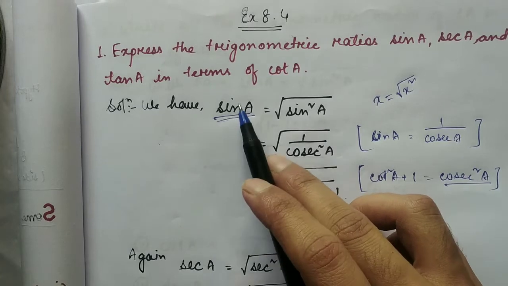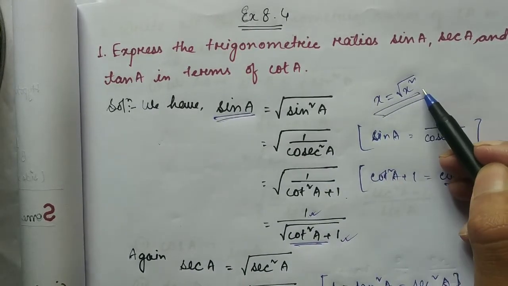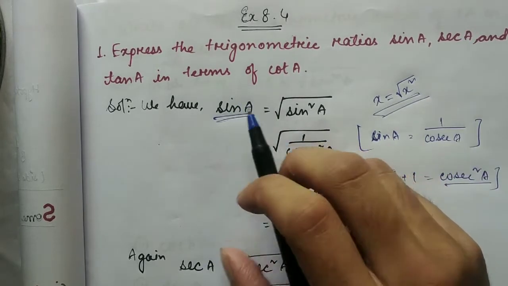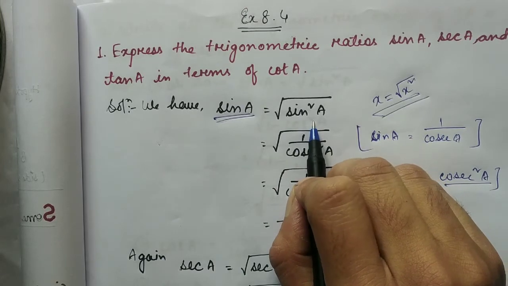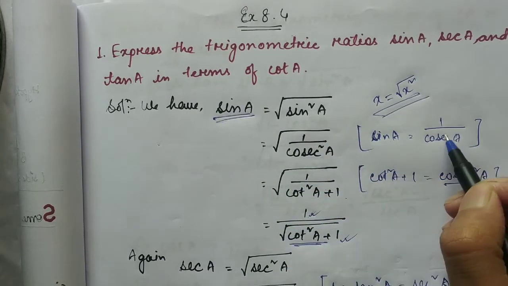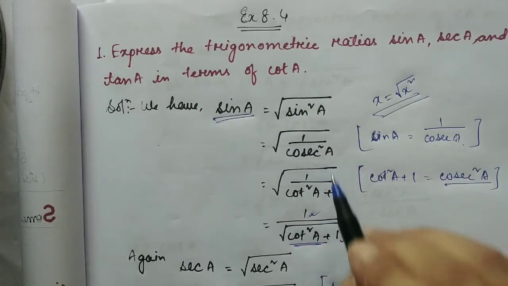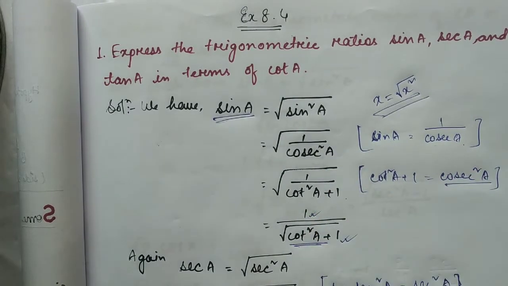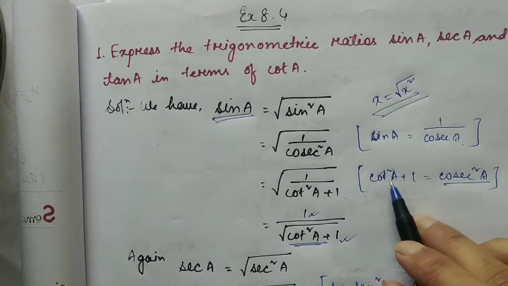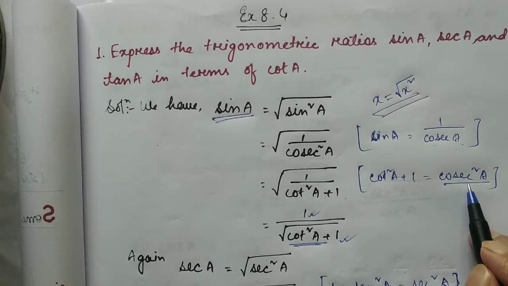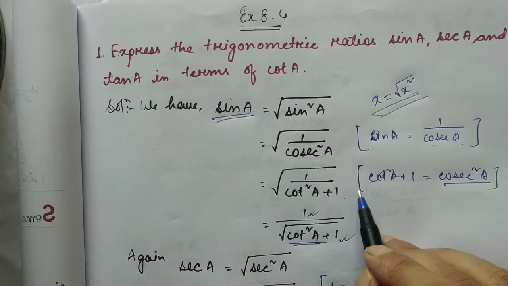So how we do that is, first of all, as we know, we can write x as root over x square. In the same way we can write sine of A is equal to root over sine square A. Also we know that sine of A is equal to 1 by cosec A. So sine square A becomes 1 by cosec square A. And also from the trigonometric identities which I have described just now, we know that cot square A plus 1 is equal to cosec square A. So in place of cosec square A we can write just cot square A plus 1.